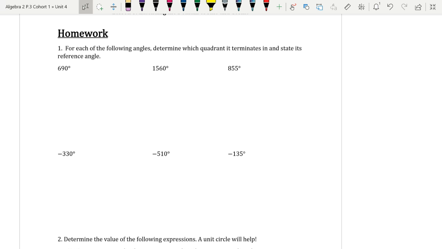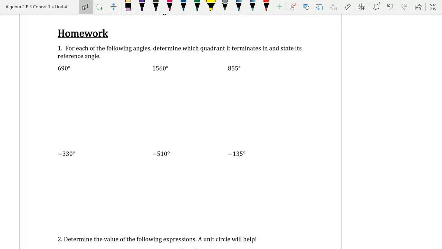So in lesson number 3, we learned how to extend the domain of sine and cosine past 360 and below 0. So let's try a couple questions here. For number 1, it asks us to determine the following angle, the quadrant, and state its reference angle. It doesn't even say to sketch it, so we don't have to do that.